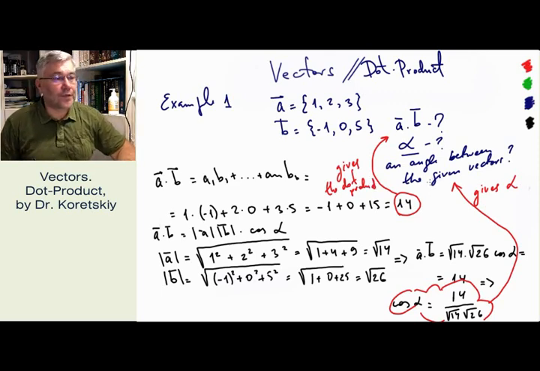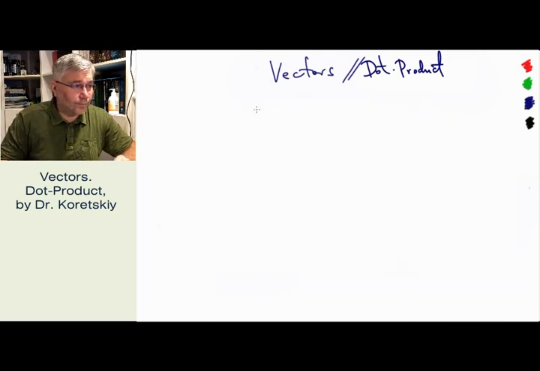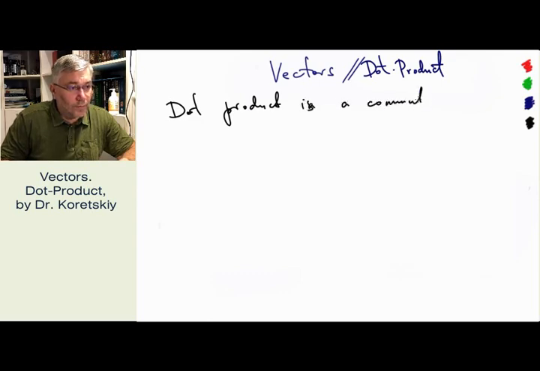Okay, very easy, as you can see here. You can notice that the dot product is a commutative operation. It means that A dot B equals B dot A.